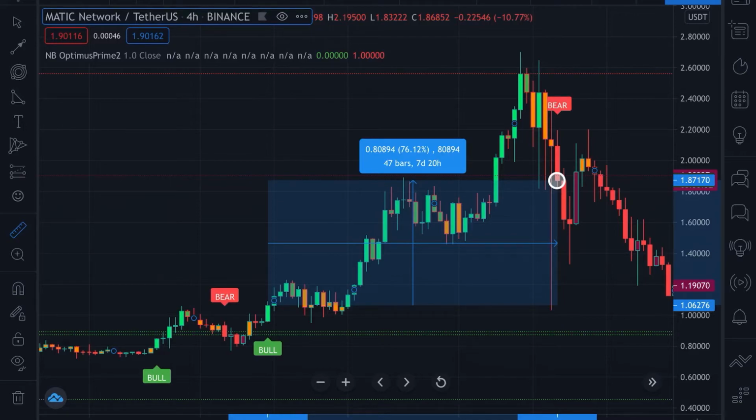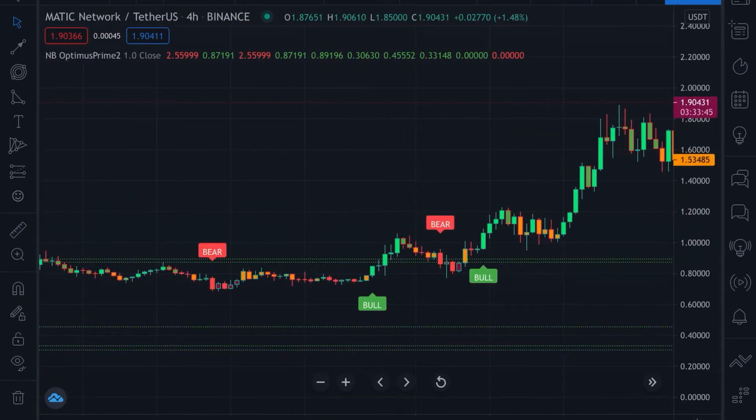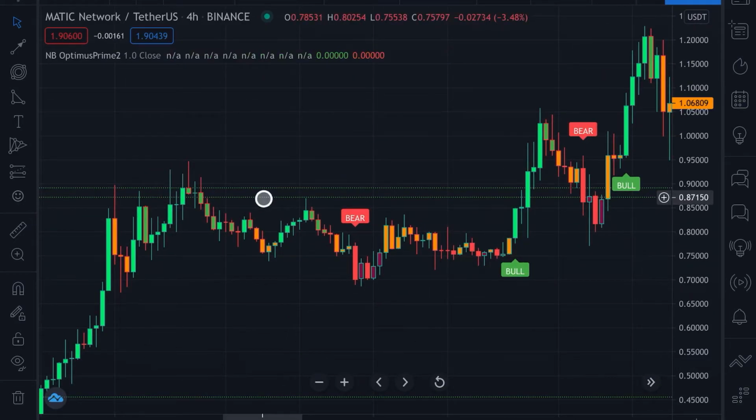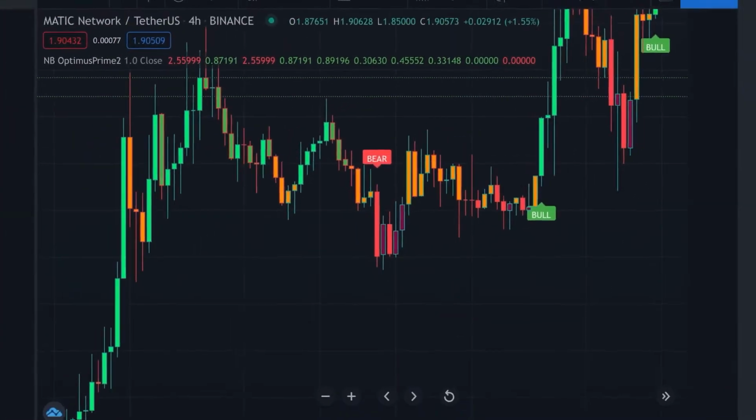So this is still a 76% area of profitability, and that's not always the case. As you can see here in this window, in this time frame, we have a bear signal here, and it's a much smaller area of profitability.